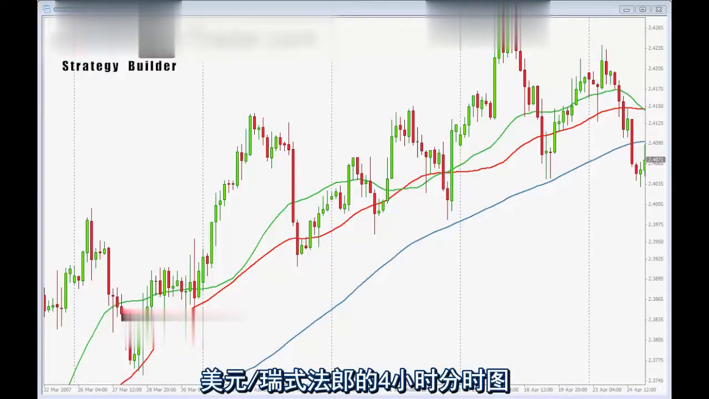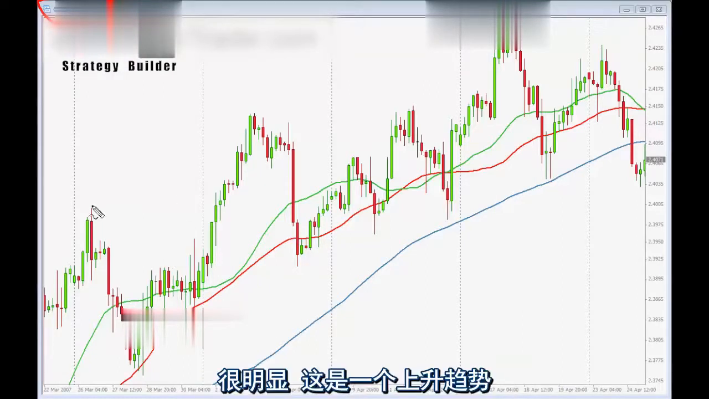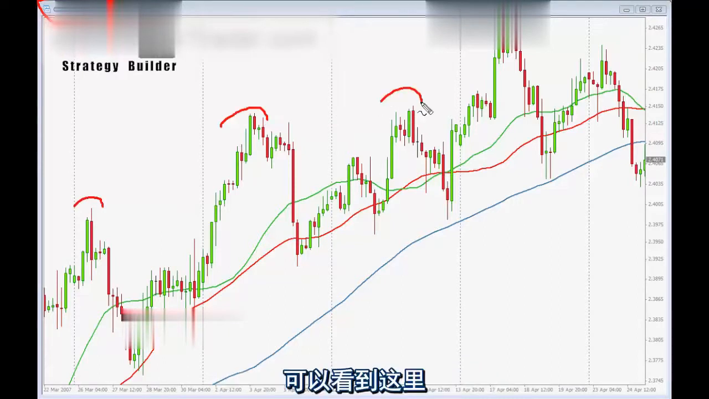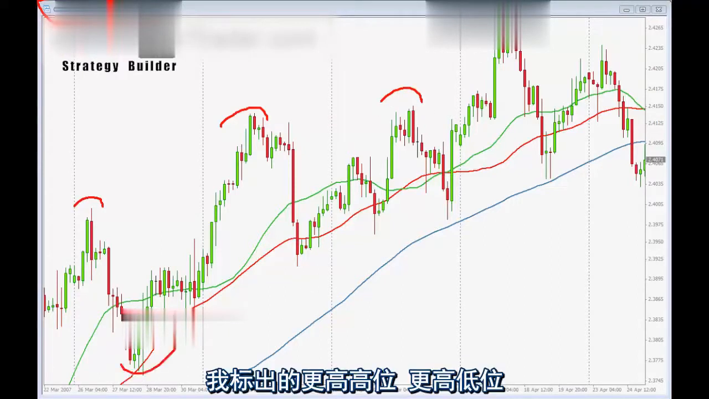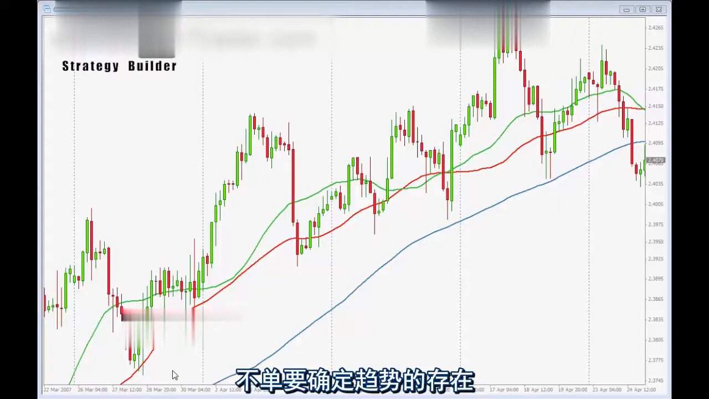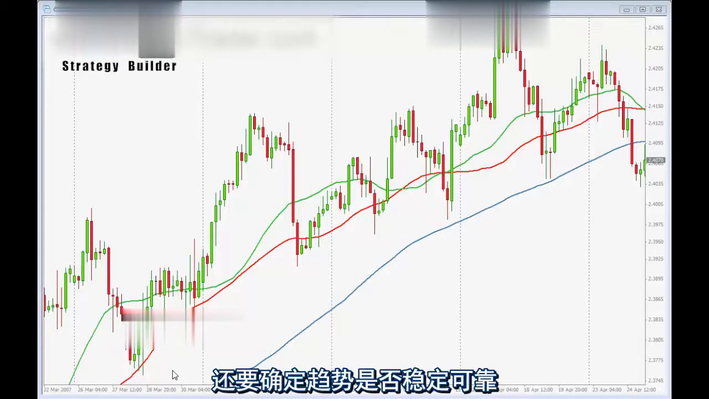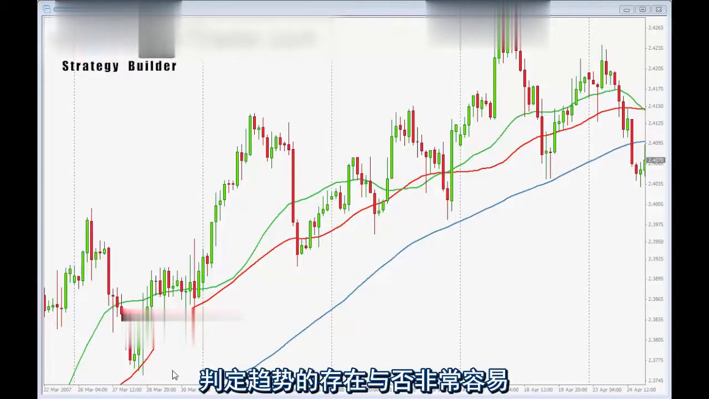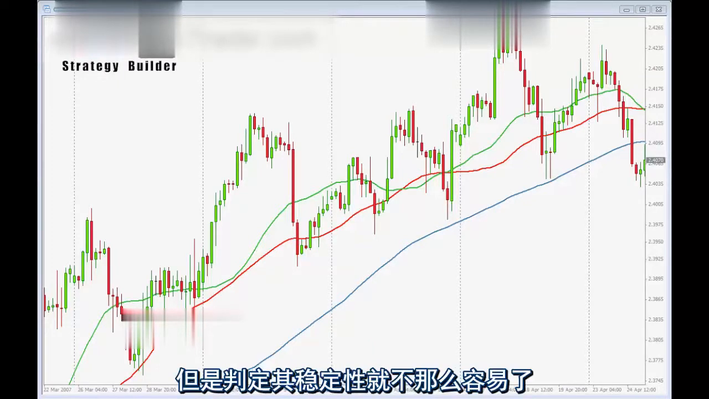Right now I'm showing you a chart of the GBP against the Swiss franc on the 4 hour time frame. We can clearly see that we are in an uptrend, making higher highs and higher lows, as I am marking right now on my screen. Again, very clear uptrend, but I was saying in the first video that not only do we have to determine whether we are in a trending market or not, we also have to determine whether we are in a healthy trend or not. It's very easy to see whether a chart is trending or not, but it's not so easy to determine the health of that trend, okay.